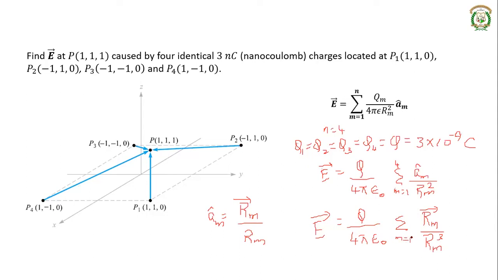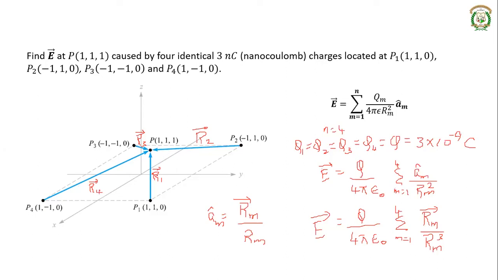So we need to find R1, R2, R3, and R4. How do we find which is R1, R2, R3, and R4 in this case? R1 is the distance of this point P from P1, so we will take this as R1. R2 is the distance of point P from P2, so we will take it as R2. This is R3, the distance from P3 to P. The distance from P4 to P is R4.